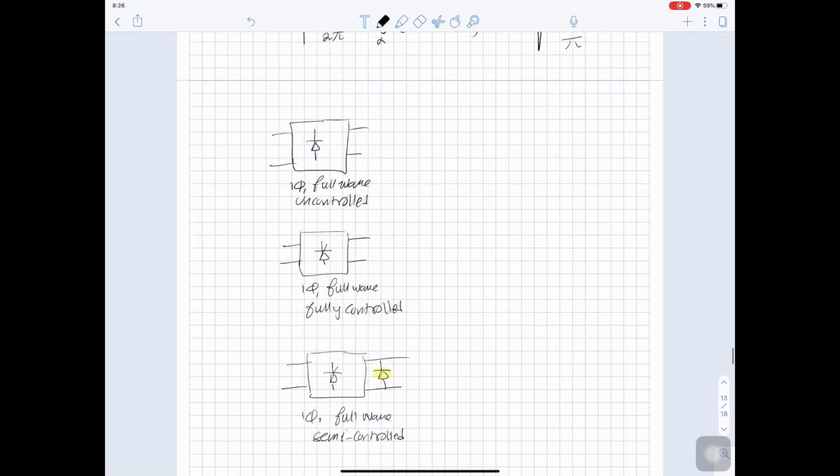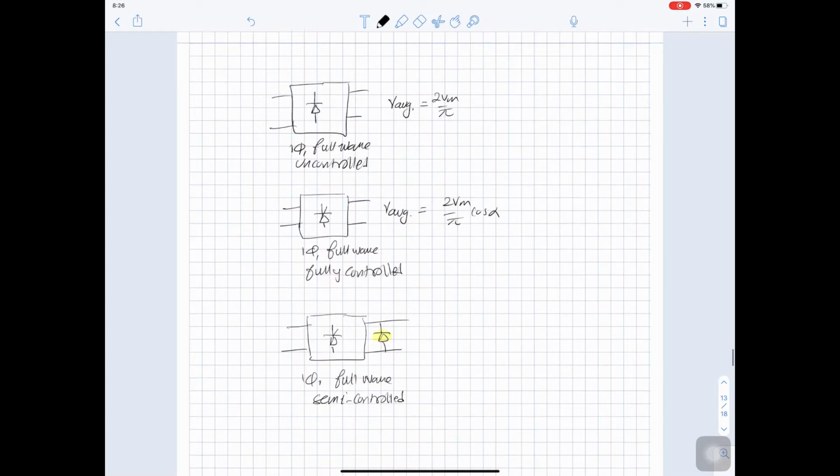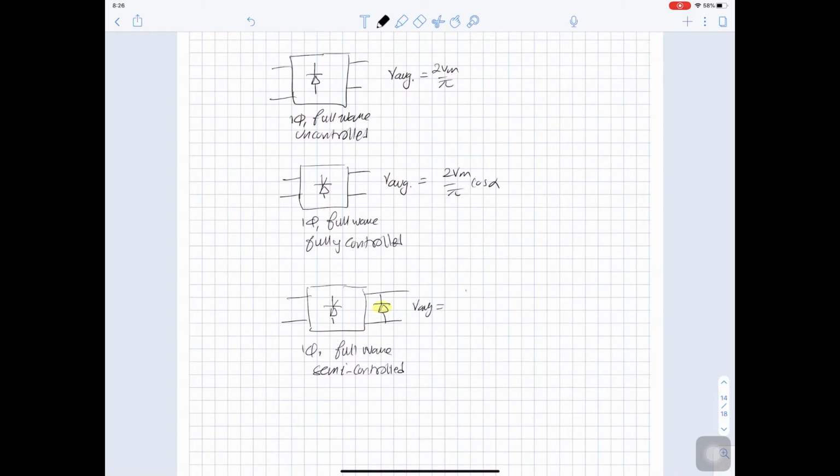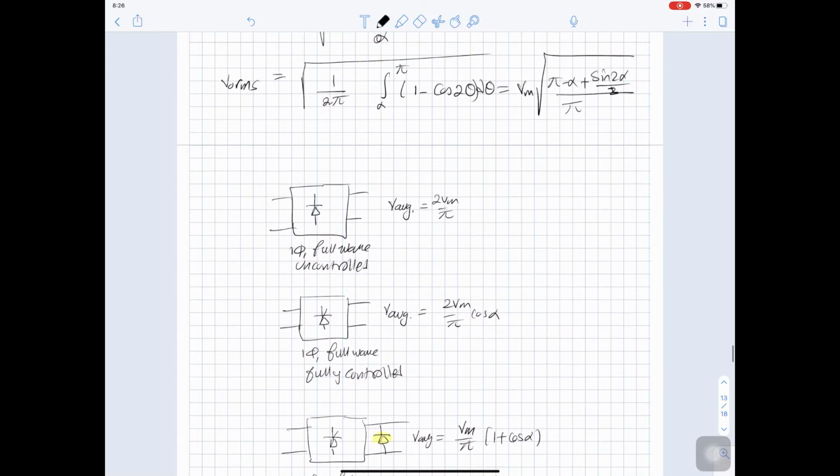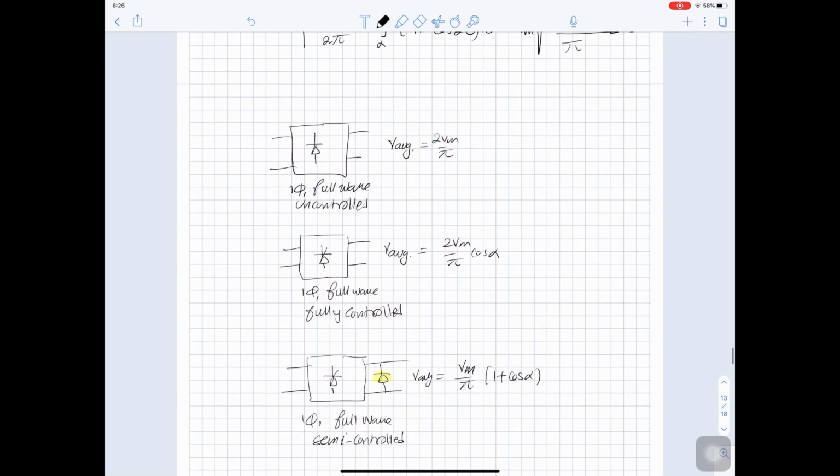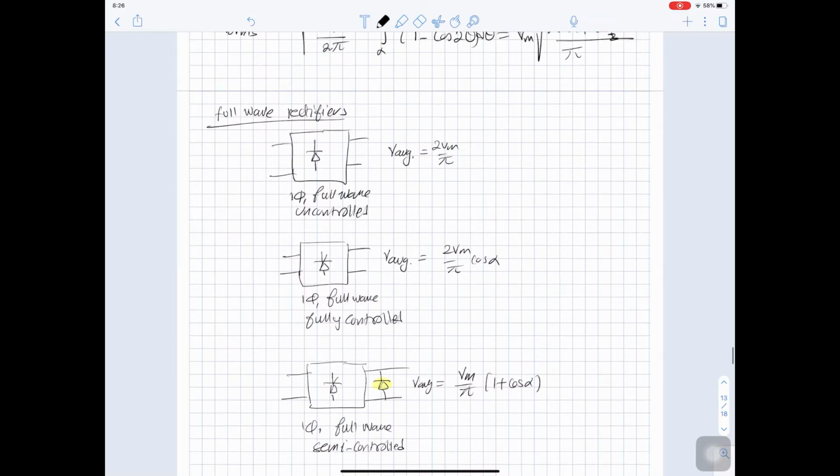So for the full wave uncontrolled, V average is 2 V max over pi. For the fully controlled, V average is 2 V max over pi cos alpha. For the semi-controlled, V average is V max over pi, 1 plus cos alpha. So these are the three full wave rectifiers we studied. So we studied the full bridge, which has 4 diodes.